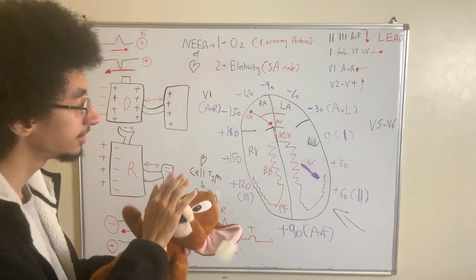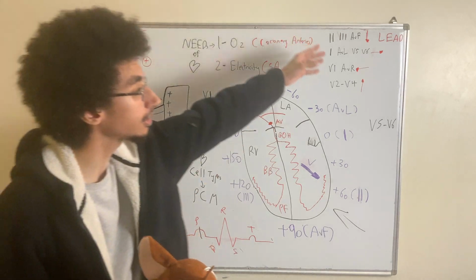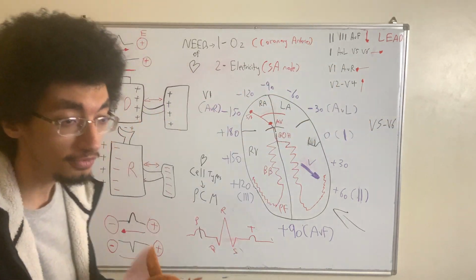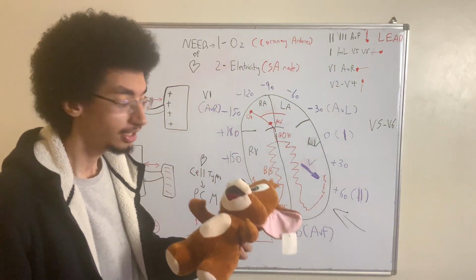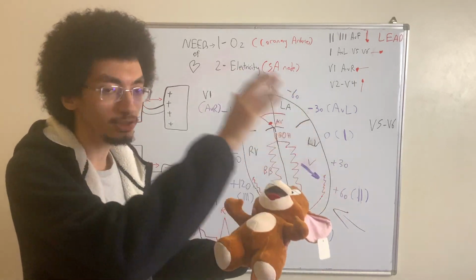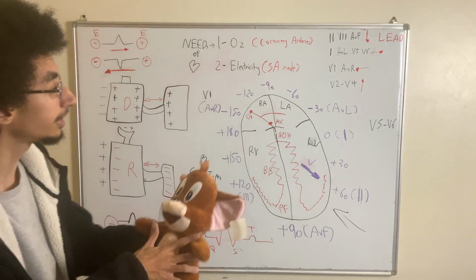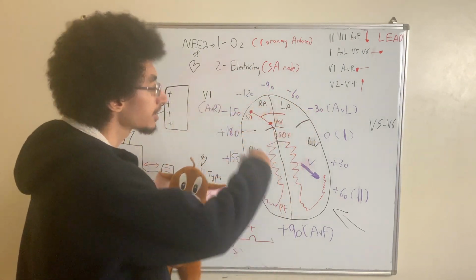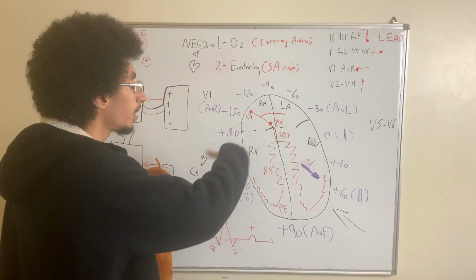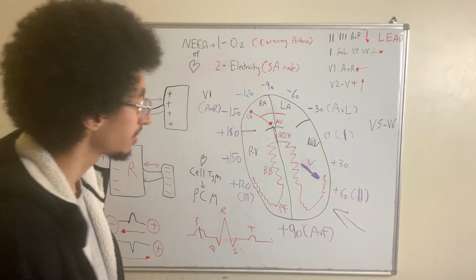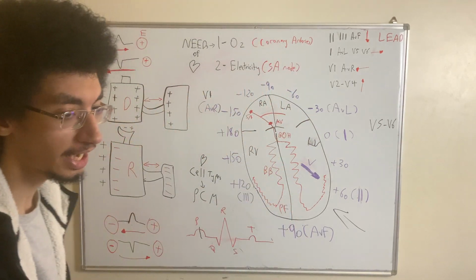The precordial leads, V1 to V6, view the heart from a vertical plane, in front: one left, one right, one anteriorly. The limb leads view it in a horizontal plane. So the same idea: one on the left, one on the right, one at the bottom. So this is your cardiac axis.